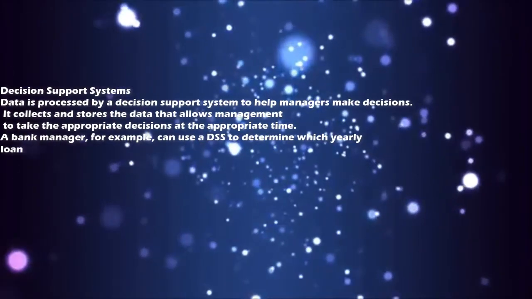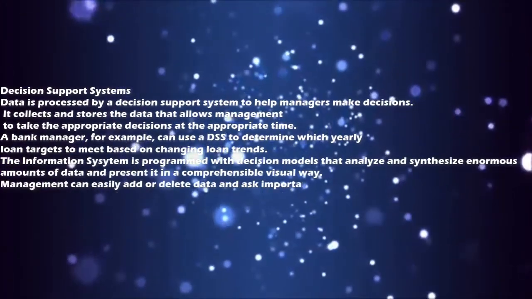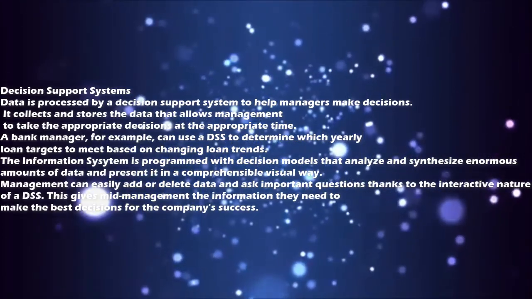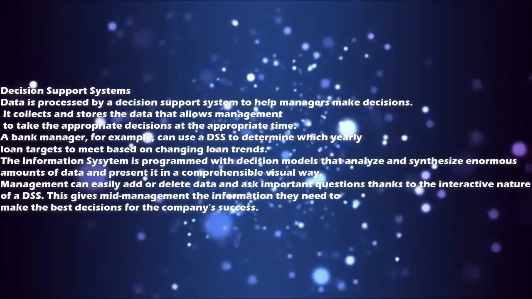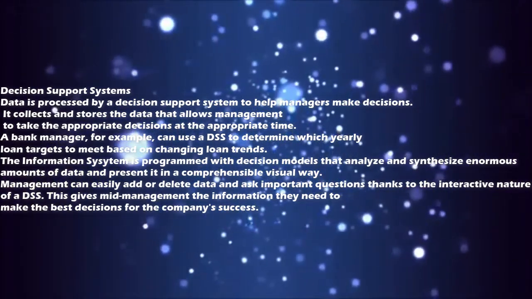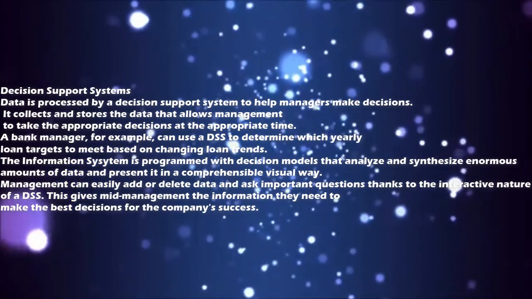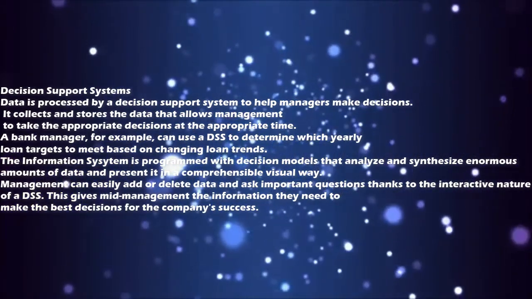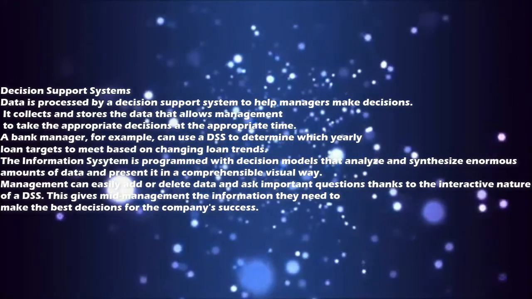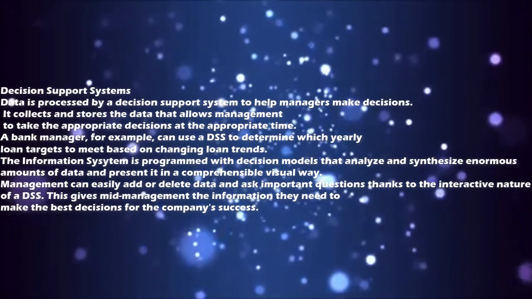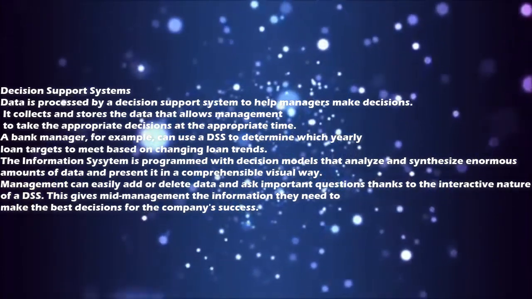Decision Support System. Data is processed by a decision support system to help managers make decisions. It collects and stores the data that allows management to take the appropriate decision at the appropriate time. A bank manager, for example, can use a DSS to determine which yearly loan targets to meet based on the changing loan trends. The information system is programmed with decision models that analyze and synthesize enormous amounts of data and present it in a comprehensible visual way.